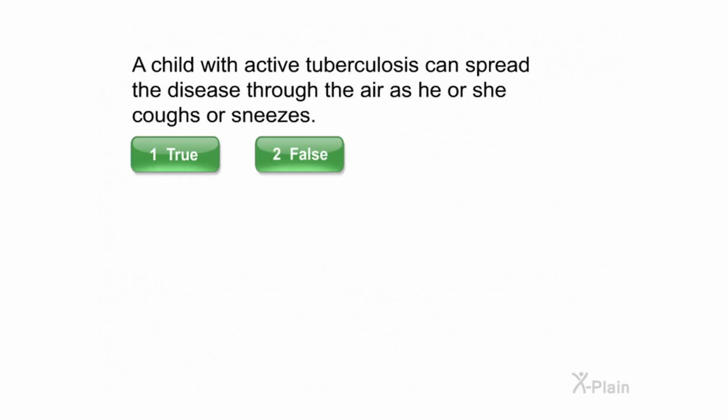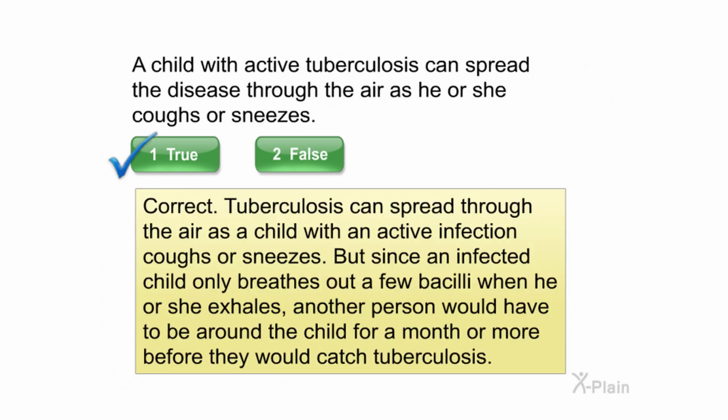A child with active tuberculosis can spread the disease through the air as he or she coughs or sneezes. Select true or false. Correct. Tuberculosis can spread through the air as a child with an active infection coughs or sneezes. But since an infected child only breathes out a few bacilli when he or she exhales, another person would have to be around the child for a month or more before they would catch tuberculosis.